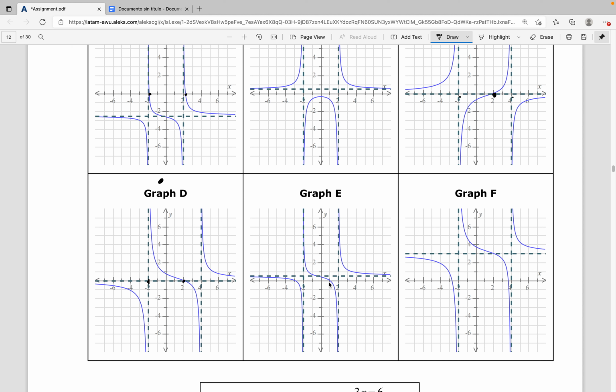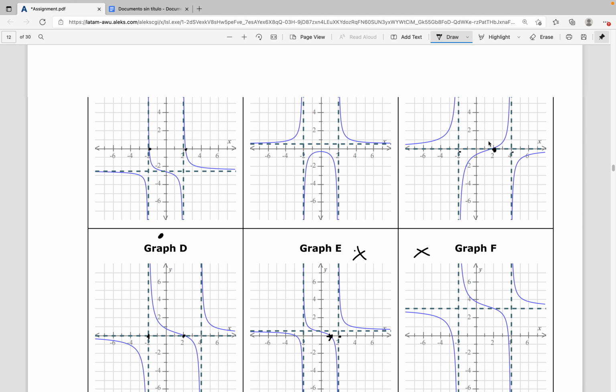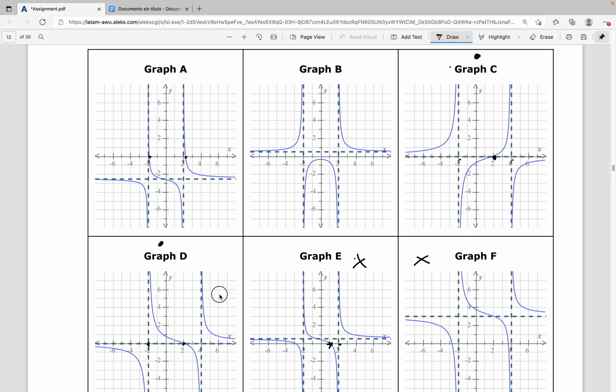Let's see other values. Okay, this one also has a 0. No, this is not it, because we are looking for an x-intercept at 2. So no, these ones are not it. Okay, so we're in between these two graphs.